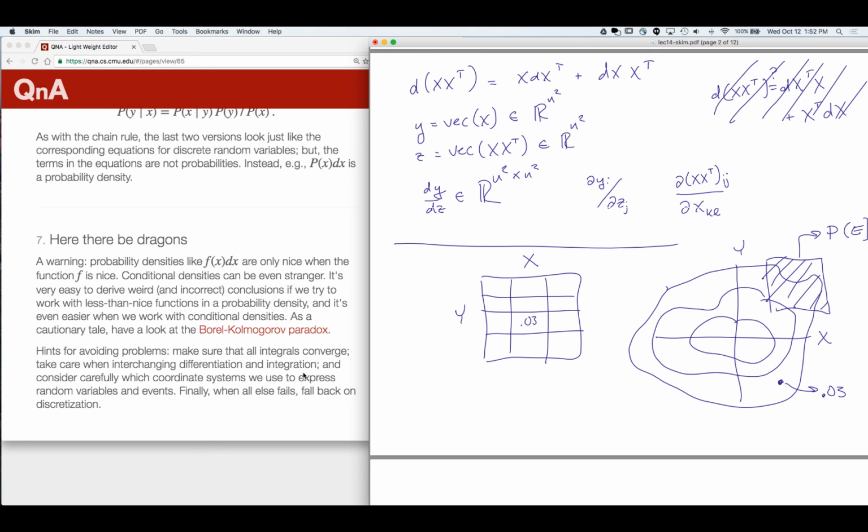So in particular, if you look at the Borel-Kolmogorov paradox, what happens is that there's two different ways to discretize a sphere, and those two different ways are implicit when you're working with the continuous probability. But as soon as you discretize, you'll see that the two discretizations are different and that they should lead to different answers.